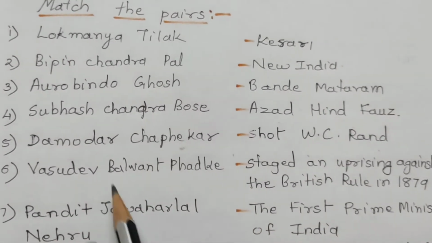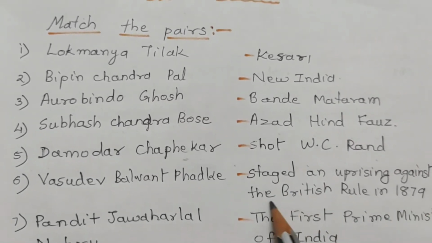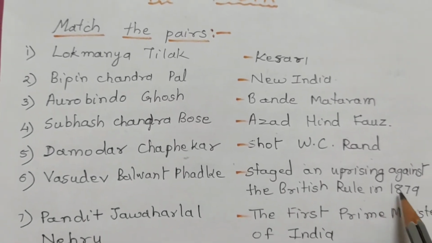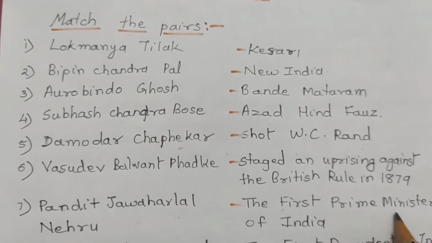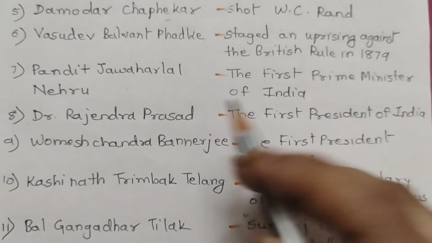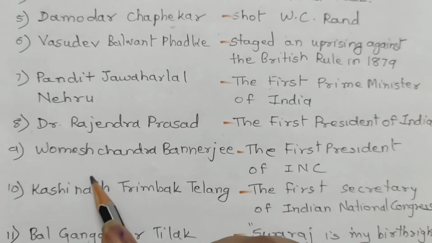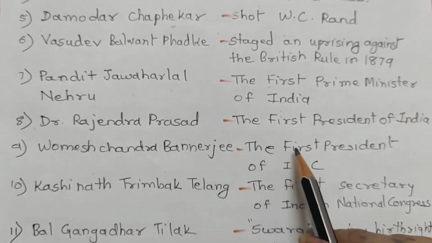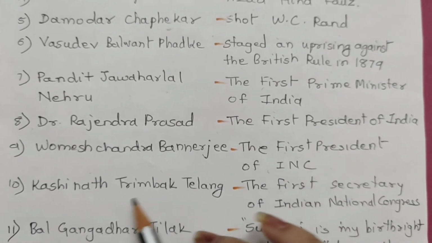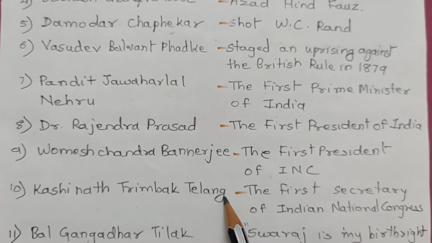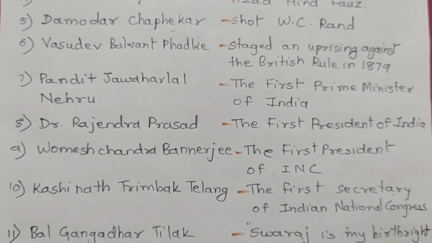6. Vasudev Balwant Phadke staged an uprising against the British rule in 1879. 7. Pandit Jawaharlal Nehru, the first Prime Minister of India. Dr. Rajendra Prasad, the first President of India. Womesh Chandra Banerjee, the first President of the Indian National Congress. Kashinath Trimbak Telang, the first Secretary of the Indian National Congress.